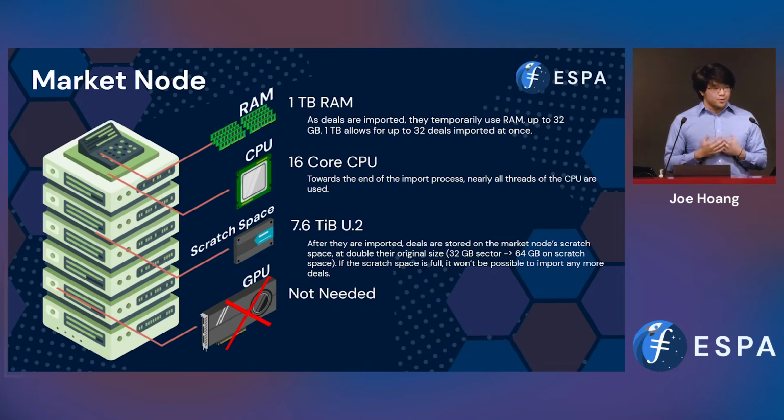And then since we are doing a lot of deals, we would like to parallelize it to make sure they come in as smoothly as possible. It has to do some calculations when it imports the deals, so a 16-core CPU. And then when it imports the deals, it also stores them on the server momentarily, so we give it a 7.6 terabyte U.2.